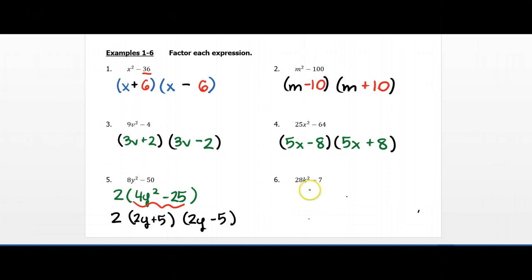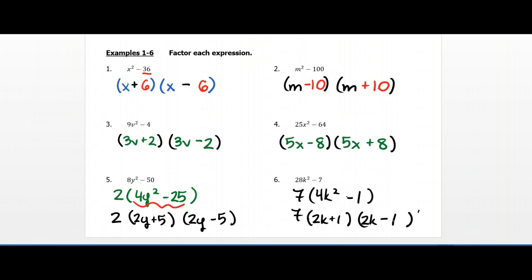Lastly, we have 28 squared minus 7. This problem also has a GCF. That GCF would be 7, so I can pull out my 7, and I'm left with 4k squared minus 1. 4 is a perfect square, as is 1, so now I can factor this further. My 7 goes out here, and this factors into 2k plus 1 times the quantity 2k minus 1.